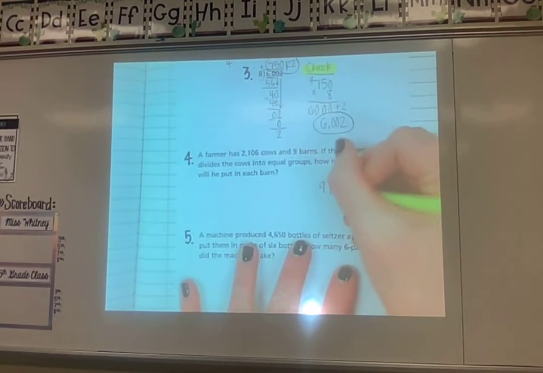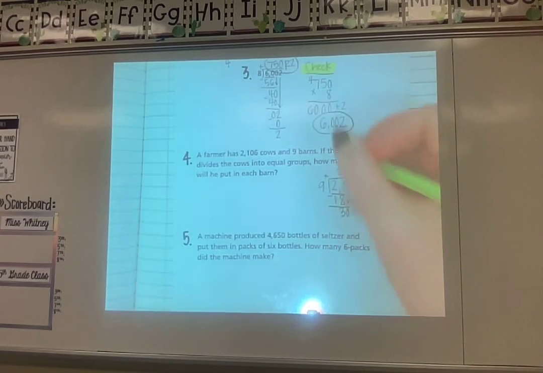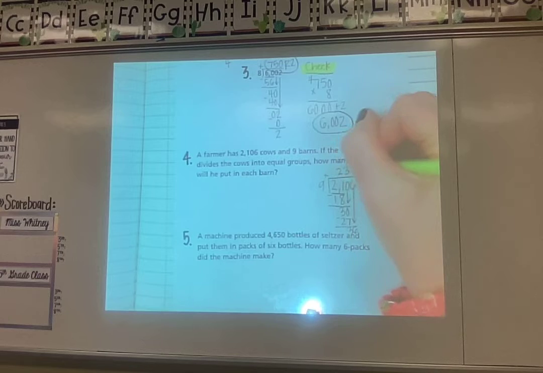9 will not fit into 2, so we're looking at the 21. That would be 2 times. 9 times 2 is 18. Careful on your subtraction. That's a 3. Bring down that 0. If I bring down, I go again. How many 9s will fit into 30? That would be 3, which is 27. So subtract that. That gives me a 3. Bring down that 6. If I bring down, I have to go again. How many 9s will fit into 36? That would be a 4. 9 times 4 is 36. So I would subtract those, and I would get a 0.